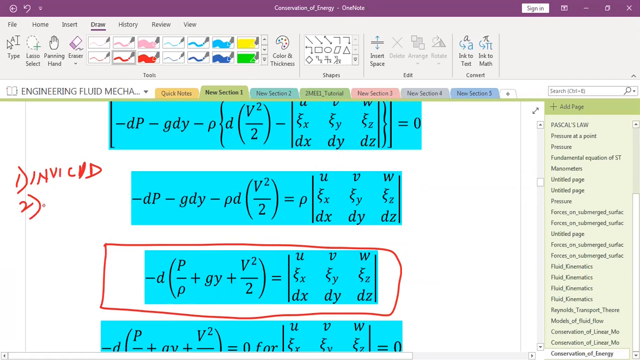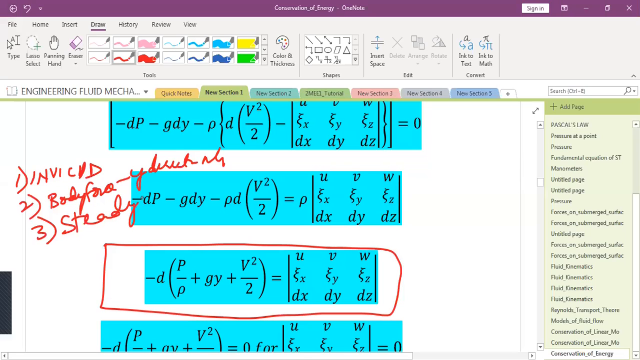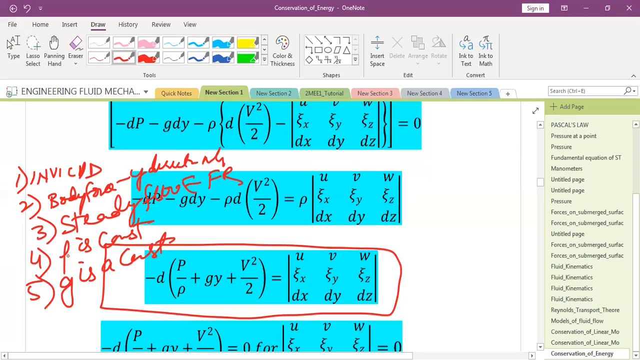Second, what is the assumption? Body force in negative y direction only. What is the third assumption? Steady flow, from Eulerian frame of reference. Fourth, rho is a constant. Fifth, let G be a constant. So please remember, these are the only assumptions up till this point. Are you clear? These are the assumptions till this point.